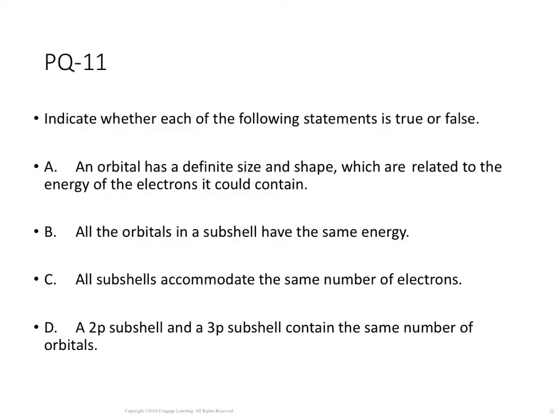So let's look at some examples here and decide if these statements are true or false. So A says an orbital has a definite size and shape, and the size and shape is related to the energy of the electrons it could contain. So we haven't talked much about energy, right? We just saw the orbital pictures, and they do have a definitive size and shape, and that is to do with the energy of the electrons. So this is a true statement.